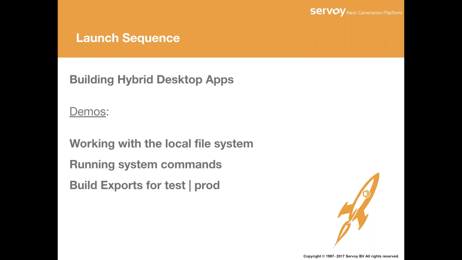So for some of the key demos we're doing today and some of the enhancements that have been added since the first release of this project is working with the local file system, being able to execute system commands and actually being able to export the binaries so you can test them and put them into production. And we have already customers that are doing just that. We'll just jump right into the demos and then we'll do an overview of what we've seen.